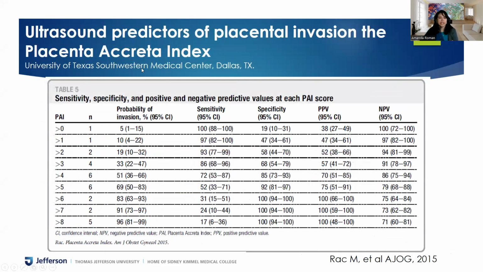And then the placenta accreta index: the more parameters we have in a single patient, the probability of invasion increases closer to 100, with a sensitivity that is also variable. It's a little bit frustrating because there is no very high sensitivity or specificity. So if we don't have any signs of the placenta accreta index, then we are reassured. The more parameters we have, the more chances of having a placenta accreta.